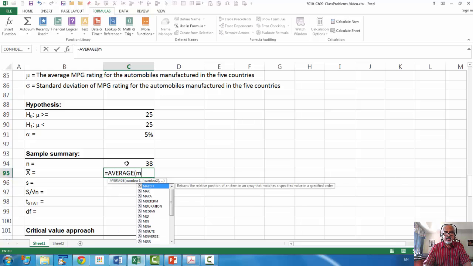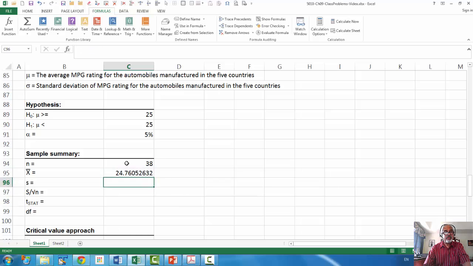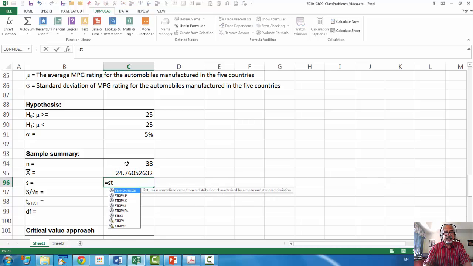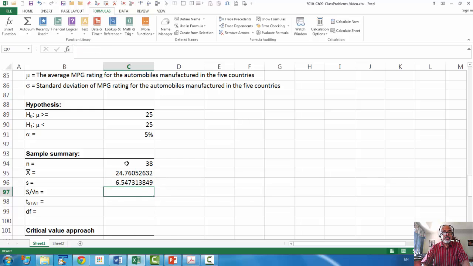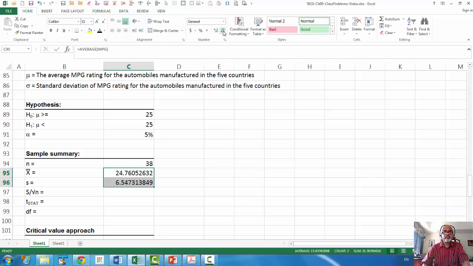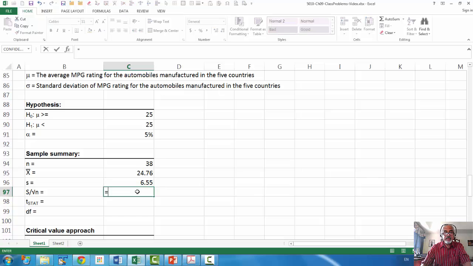Average MPG will give you X bar. stdev.s MPG will give you the standard deviation. Now S over square root of n gives us the standard error.